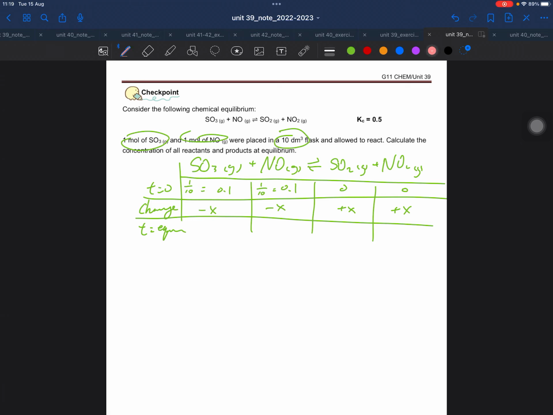This is the given information again. So the Kc is actually equal to SO2, NO2, SO3, and NO, equals x squared over 0.1 minus x squared, all squared, equals 0.5. And okay, let me save my time.